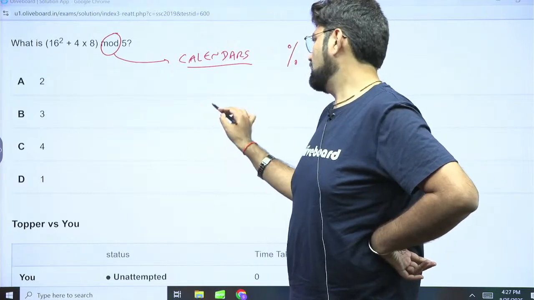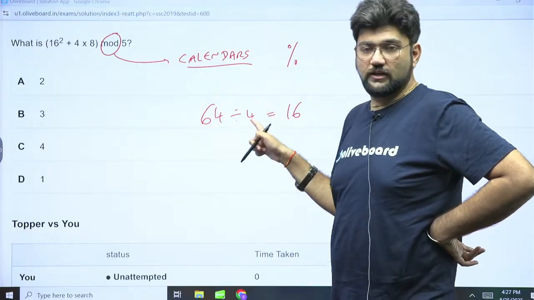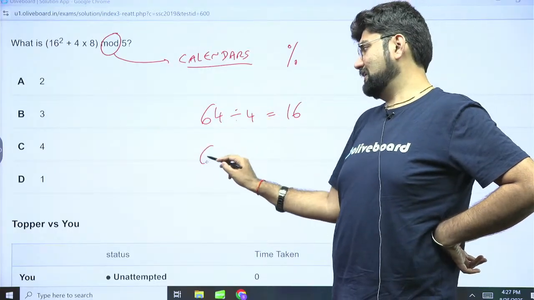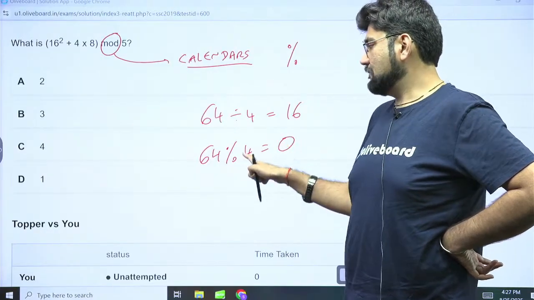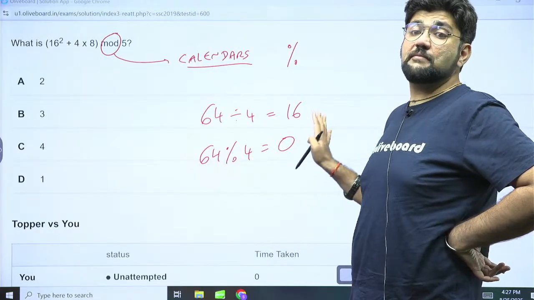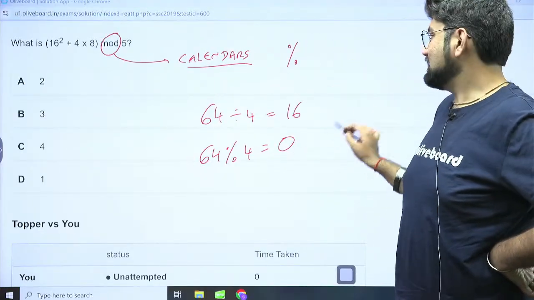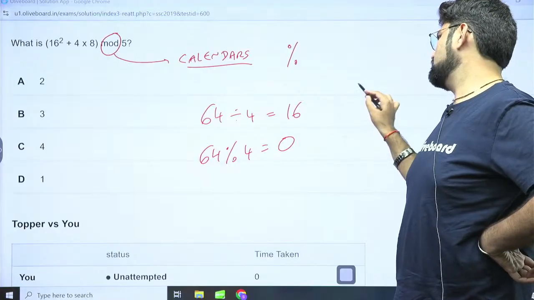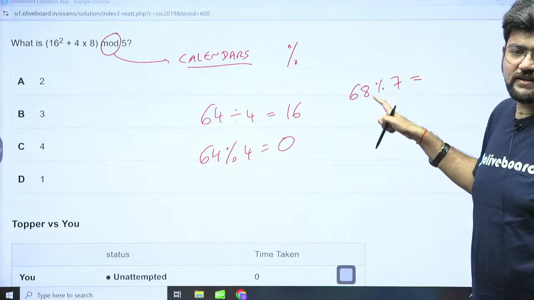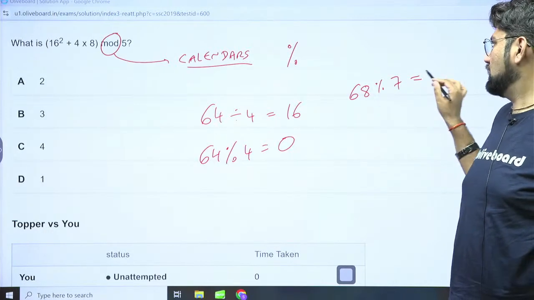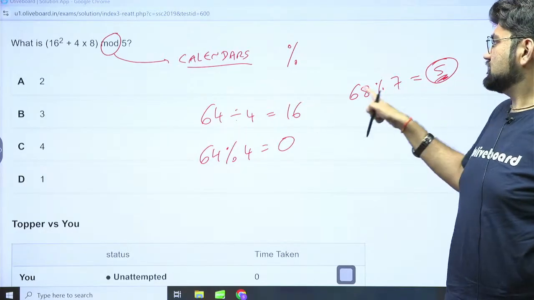Let me take 64 divided by 4. My answer is going to be 16. This is the quotient. But if I write it with mod, this is nothing but 0. That means if I divide 64 by 4, my remainder is 0. So modulo divide returns remainders. Let's say I have 68, and I take a remainder with 7. The closest one is 7 into 9 is 63. Subtract 63 from 68, you will get 5. So 68 modulo 7 is 5.